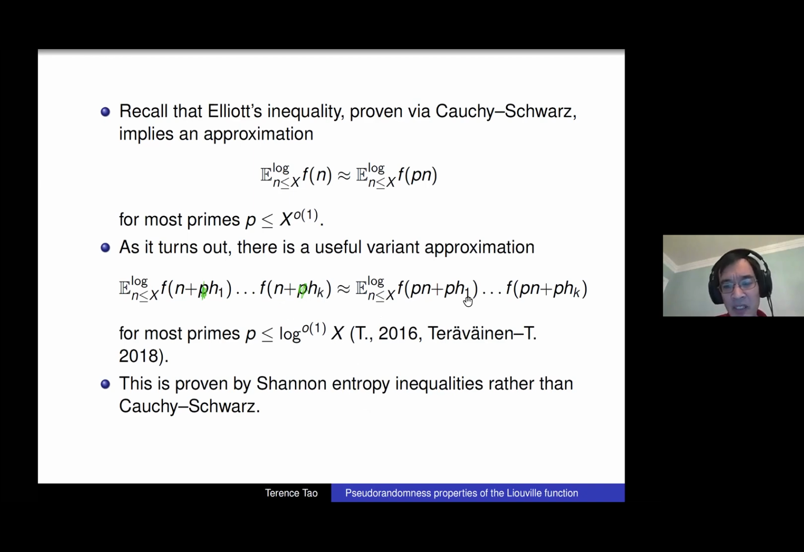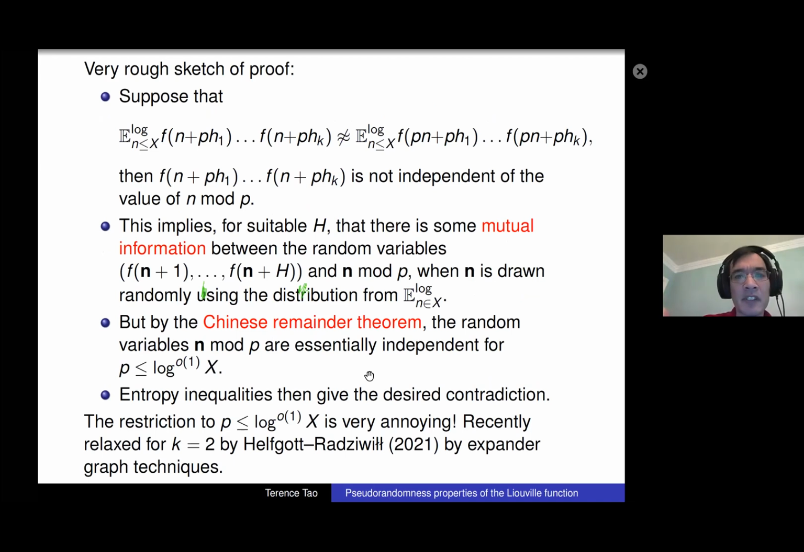So let me explain this inequality. The proof is a little bit more complicated than Elliott's, but roughly speaking, and again, I got the same typo here.